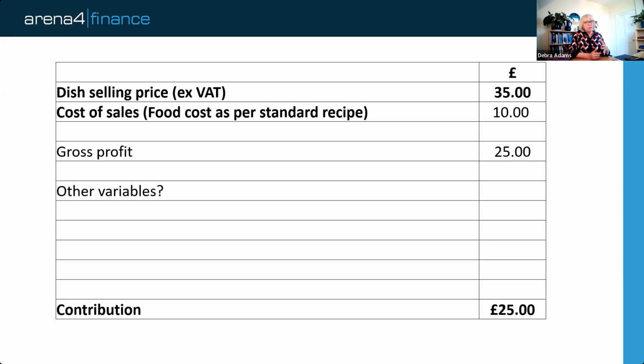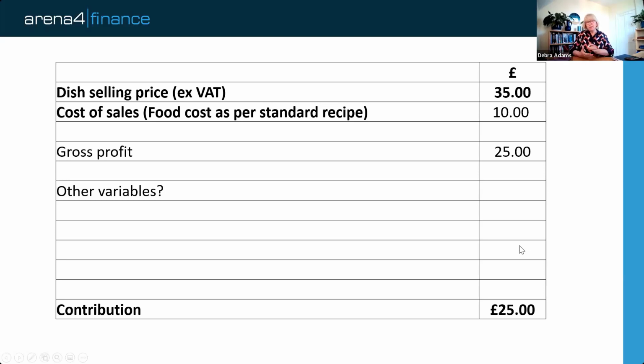Then there may well be other variables. So of course we will recognise that the selling price minus the cost of sales equals gross profit, and often the gross profit is the contribution. But you may have a few other variables. So every additional customer might use another napkin, for example, that needs to be washed. So that would be an example of other variables to take into account. So it's really a case of walking through the guest experience and thinking about what extra costs are incurred, so that we come up with an accurate picture of what the contribution will be.